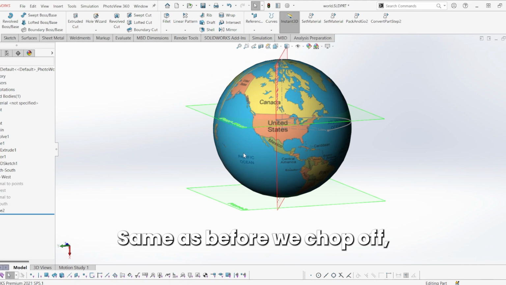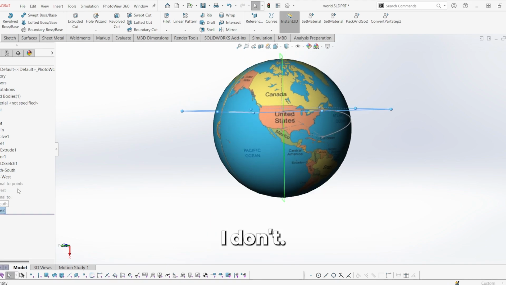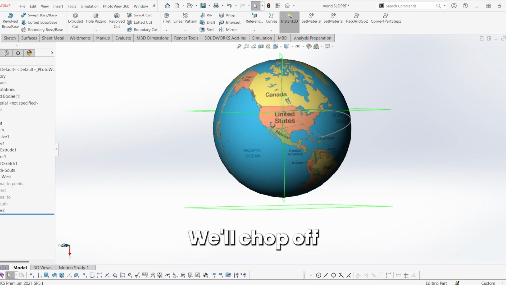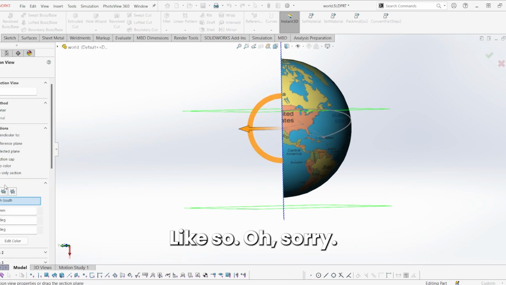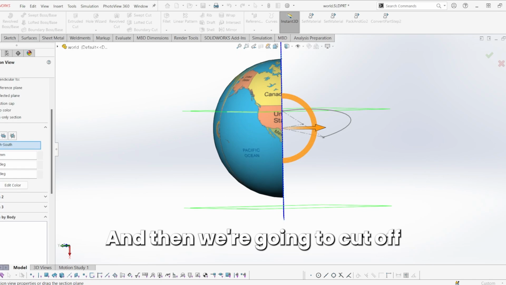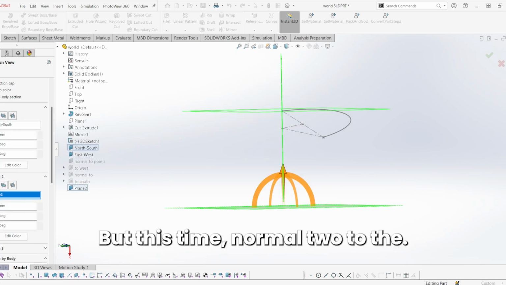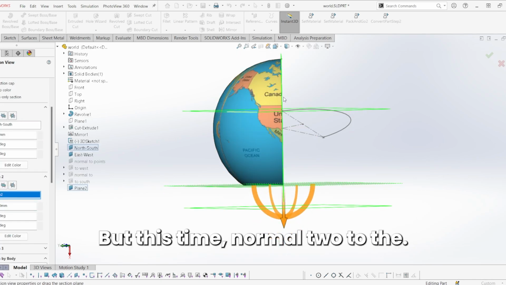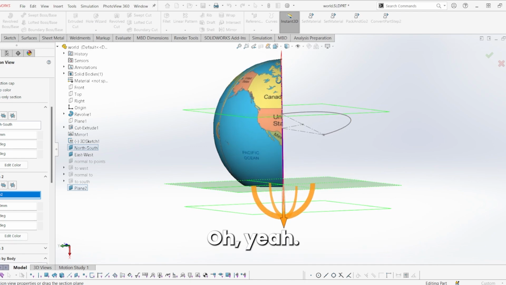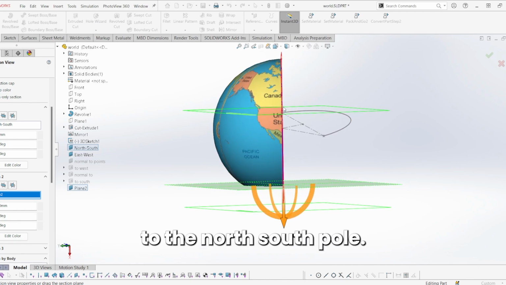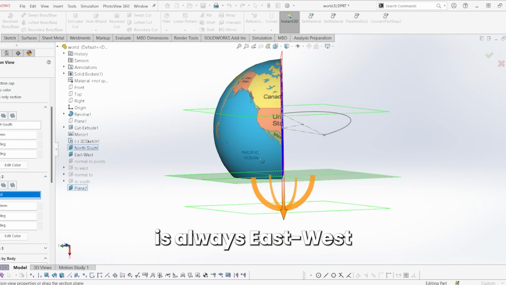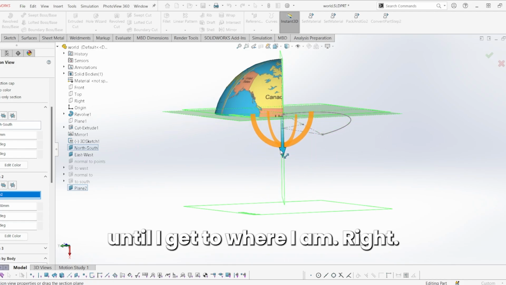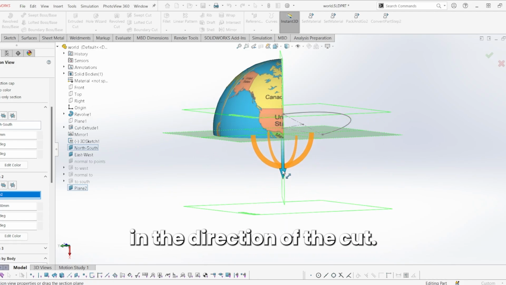So same as we were, we chop off, hold on, I got to move this a bit further. We'll chop off half of the earth to point north, south, like so. Oh, sorry. And then we're going to cut off the lower half, but this time normal to, perpendicular to the north-south pole, right? This is always east-west. What I'm cutting here is always east-west until I get to where I am, right? So you'll notice the difference in the direction of the cut.